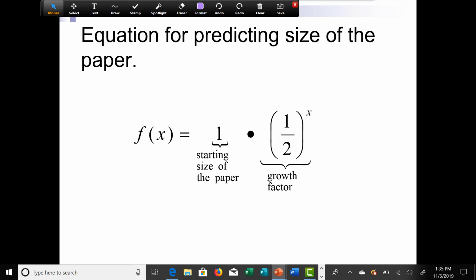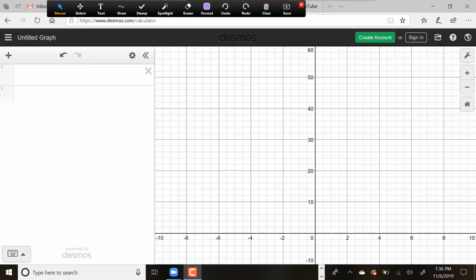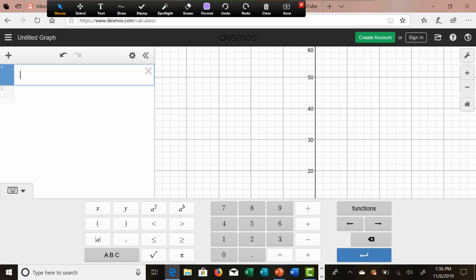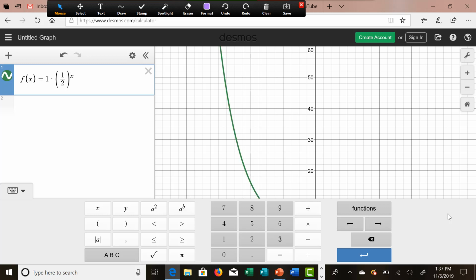Now let's look at how that graph is different from our graph of our alpaca farm that was growing. So let's take a look at the graph of our paper folding. We had f of x equals, and technically you don't need the 1, but because the 1 is the starting amount and we always want the first amount to be a starting amount, I'm going to go ahead and put it in there. And then we're going to have times 1/2. When you're doing a fraction, it's always nice to have it in parentheses. And then the a to the b to get an exponent of an x.